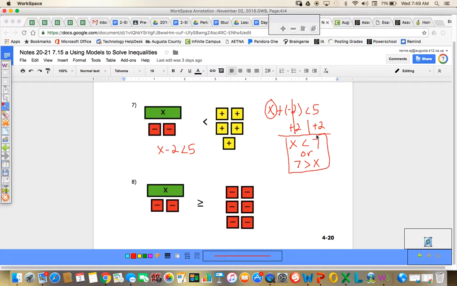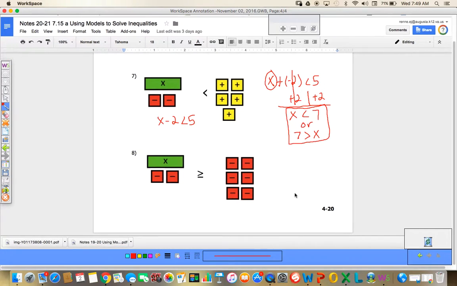Or 7 is greater than x. So box it in. And we are done with that problem.